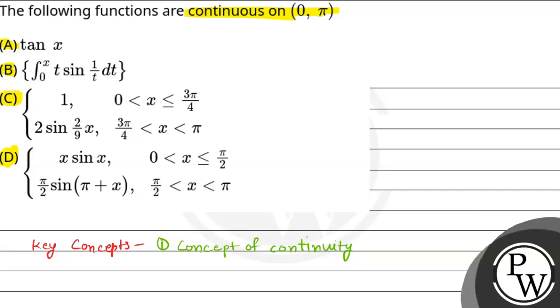So the concept of continuity is nothing but if a function is continuous, then its value should be equal at the points just before and just after x. So for example, at x, if the function f of x is continuous, then the value of f of x has to be equal to f of x at the points just before and just after x.